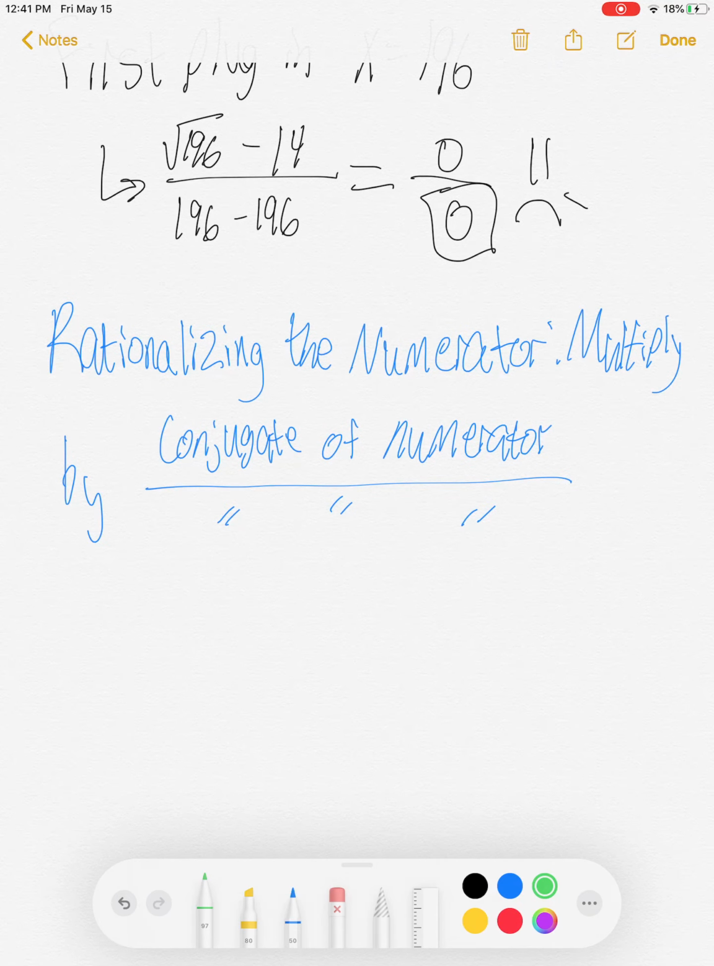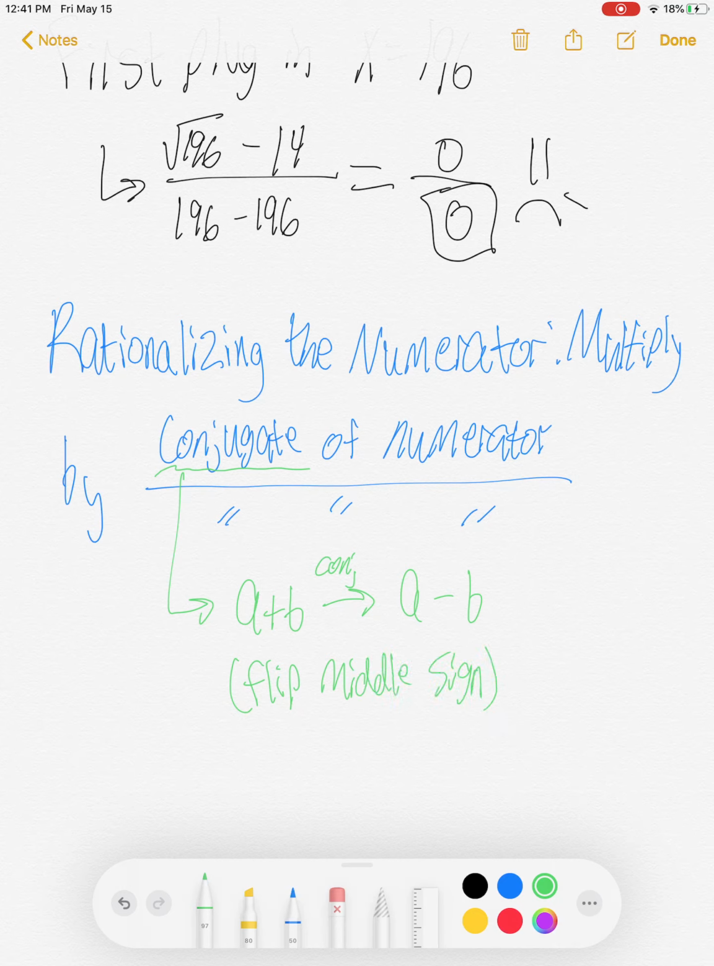Now, what is the conjugate? I hope that that's something which you remember or you've seen. I imagine that you saw it in the textbook or in Mackenzie's video. But if not, the conjugate, so if I have a plus b, then the conjugate becomes a minus b. So all that we do is we just flip the middle sign. Flip the middle sign. Right, I go from a plus b to a minus b.